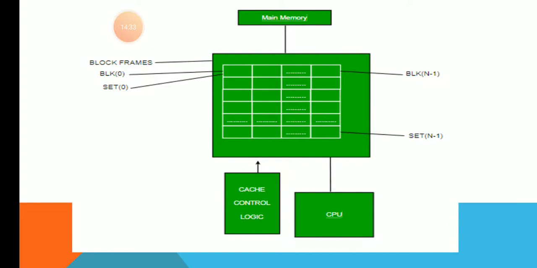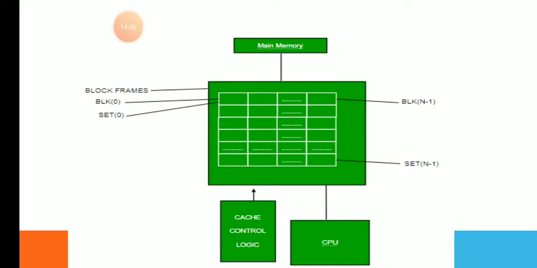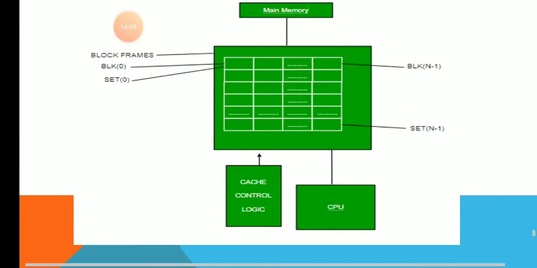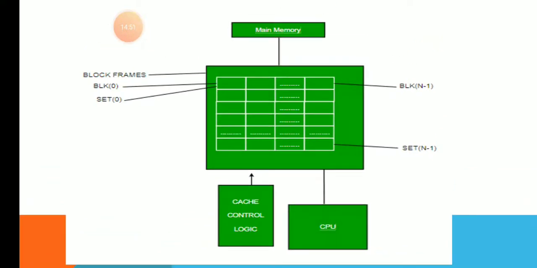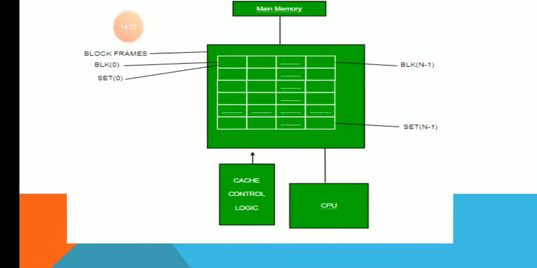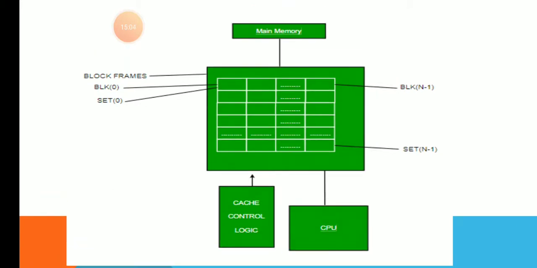Okay, so this is the diagrammatic representation. Main memory block frames, block 0 to set 0. So each block of that memory will represent a specific set of that cache memory. So in direct mapping, whatever memory block is there will be sent through only one line of that cache memory.